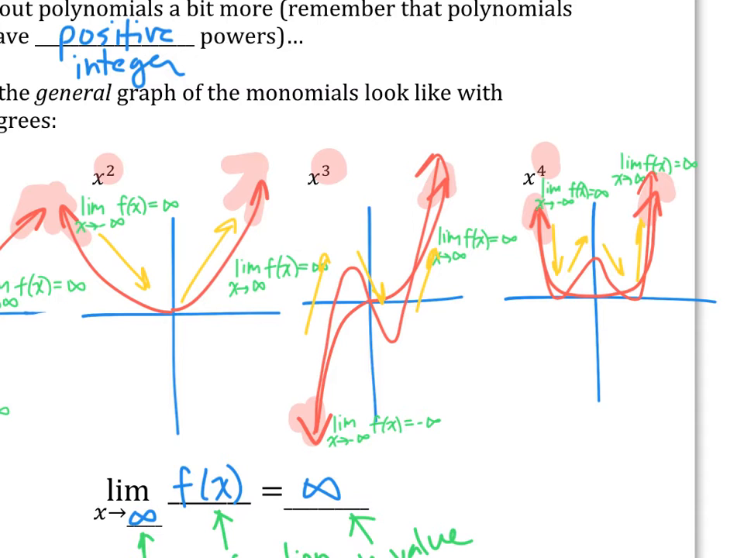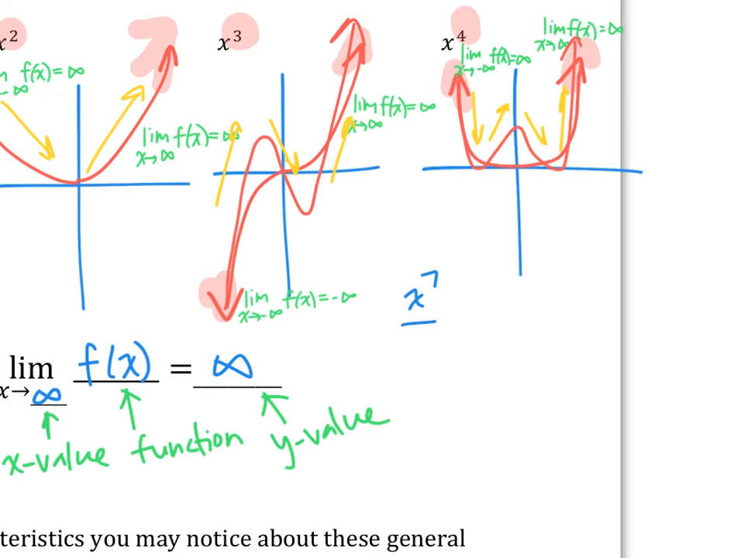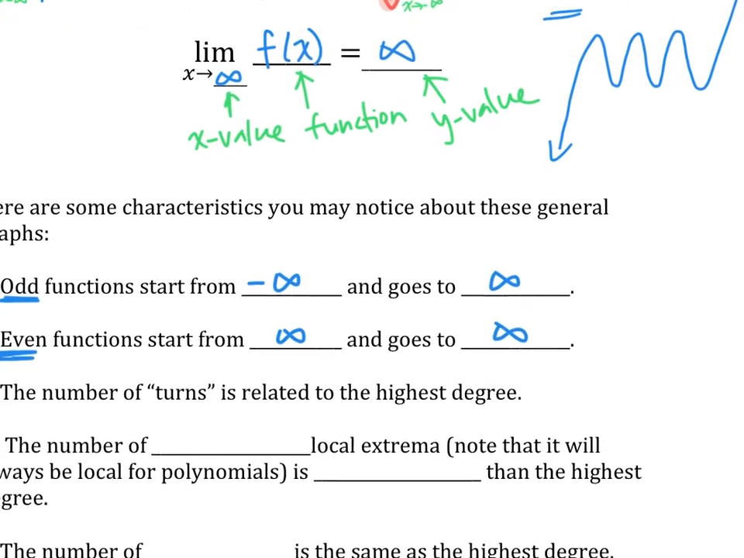So let's guess. How would x to the seventh look like? First of all, you ask yourself, is this odd or even? It's odd. Odd means what? Well, how would the end behavior look like? It will start from the bottom and then go up, right? And the other thing is how many turns would it have? It will have 7 turns, usually. So it could look something like this, start from the bottom. 1, 2, 3, 4, 5, 6, 7. Okay, probably how it's going to look like.